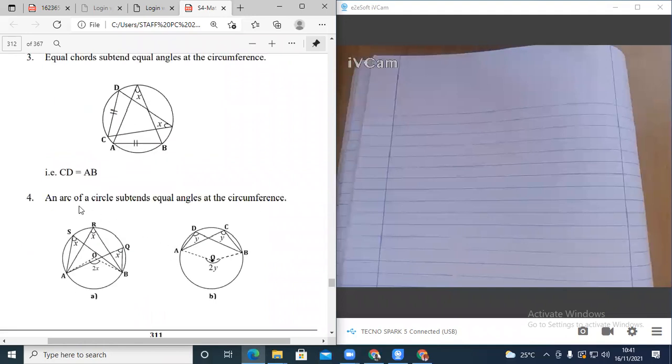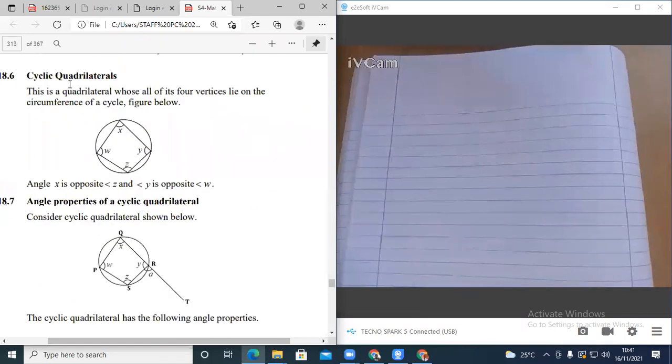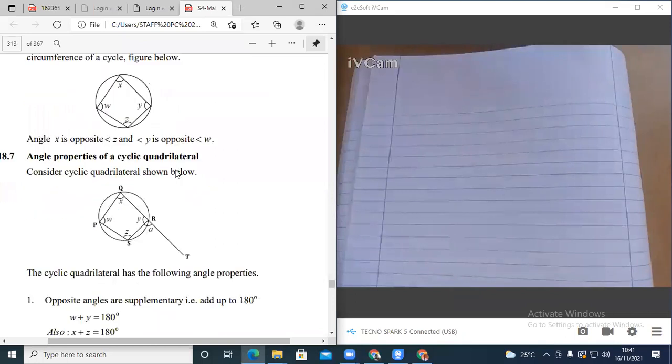Then the fourth one: an arc of the circle subtends equal angles at the circumference. So if you have an arc of the circle, it subtends equal angles. So we looked at all this. There are quite many properties that we looked at, cyclic quadrilaterals and very many things.